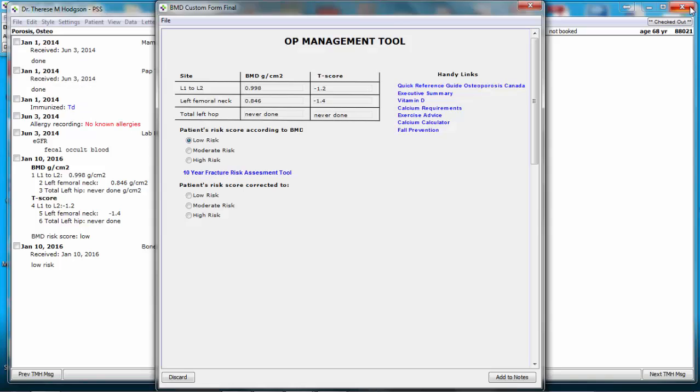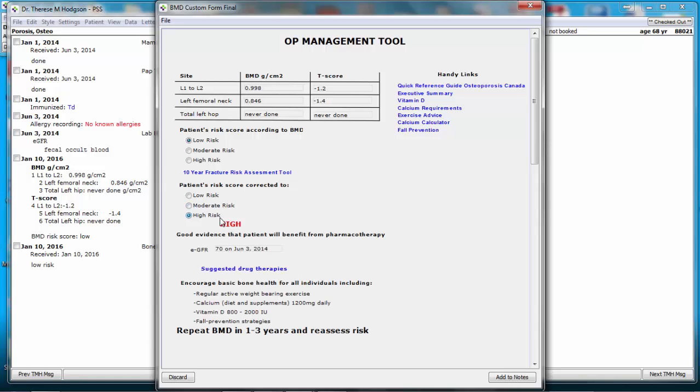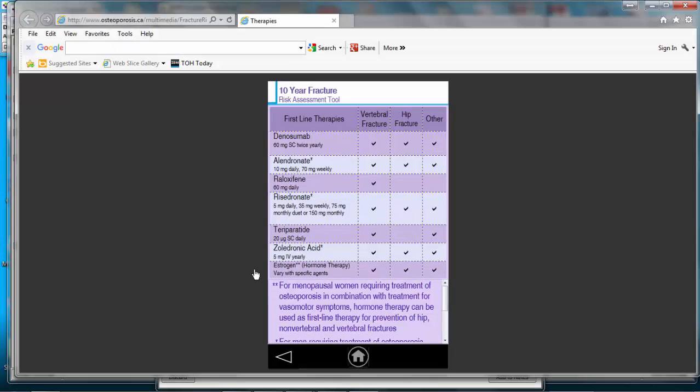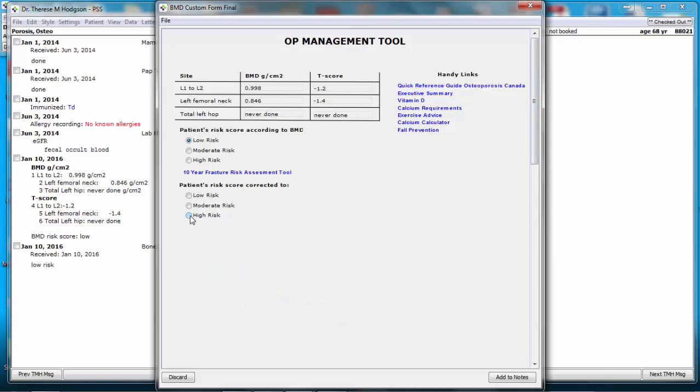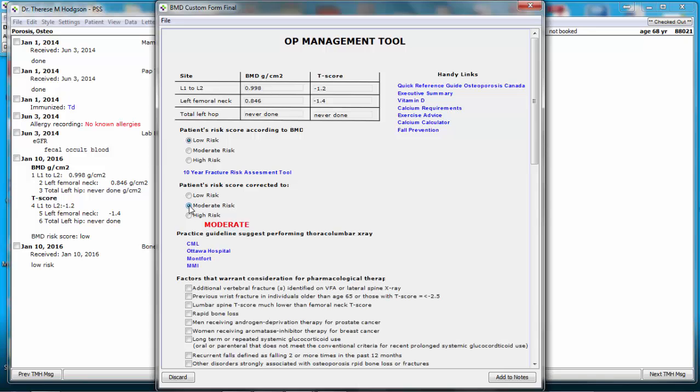Let's go back to our custom form. So our patient was low risk, and we deemed her to be at high risk. Well, this brings in the information from the chart of the last eGFR and also brings you to the first-line choices of pharmacotherapy. Let's remove this. Now let's say your patient was at moderate risk.